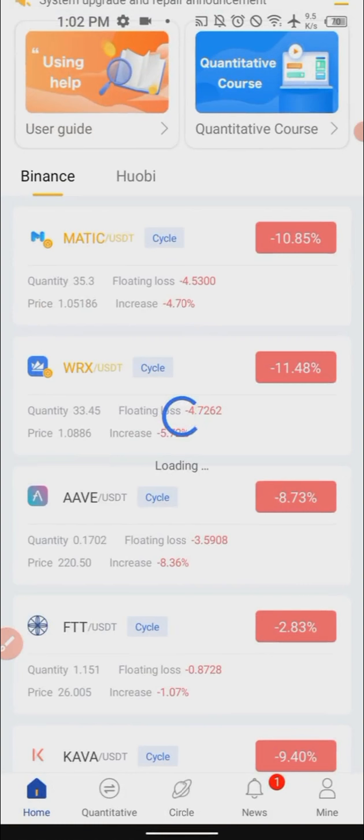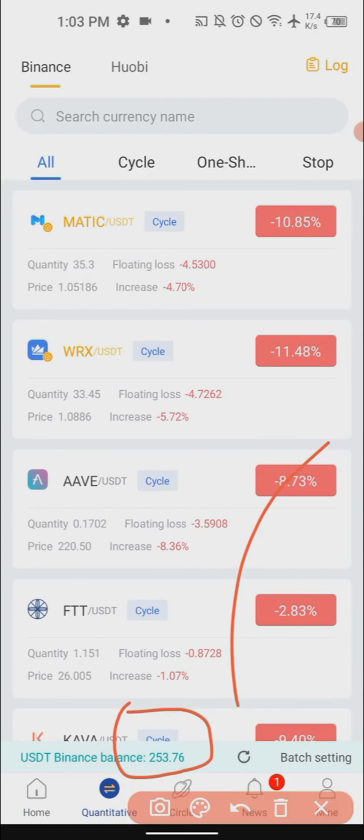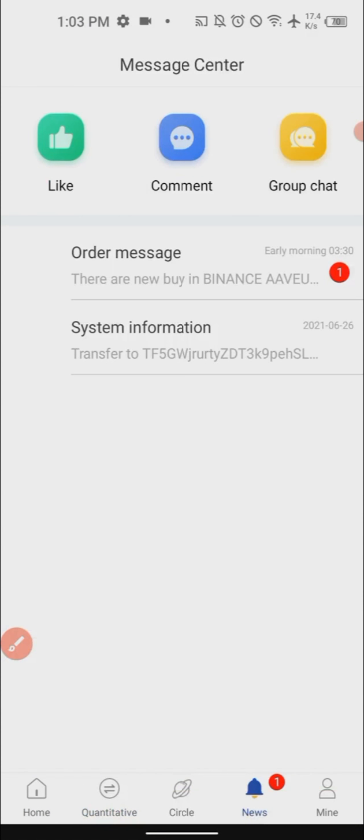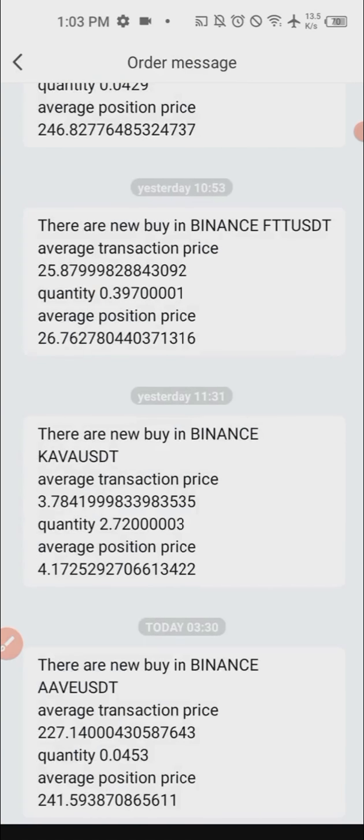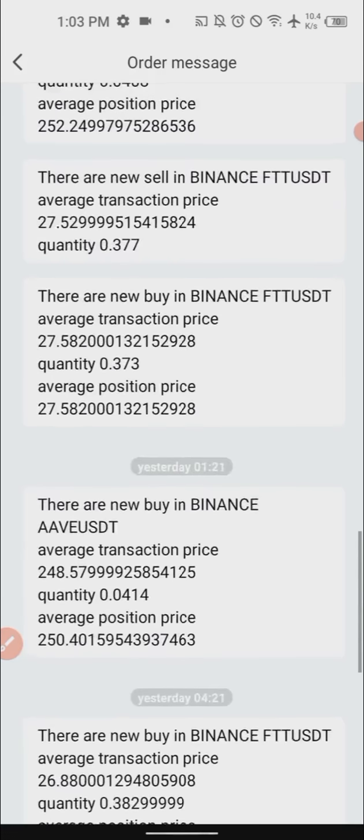So let us come to the bot and see here in quantitative. You can see it's still the same thing, 253 USDT. Let us come to this notification. This is an order message. Every order that is made by the bot, this is where I get the notification. So you can see there's a new buy, meaning the price of these coins is falling. You also understand this explanation. There's a new buy, new buy, new buy.